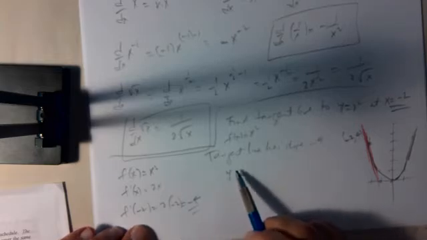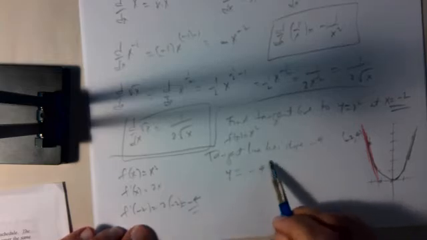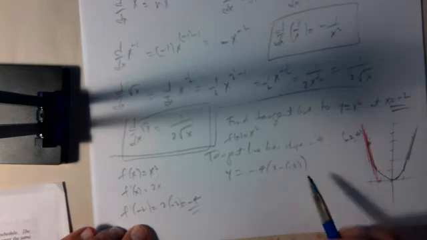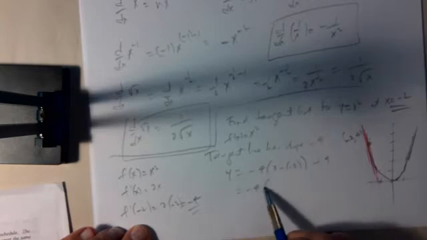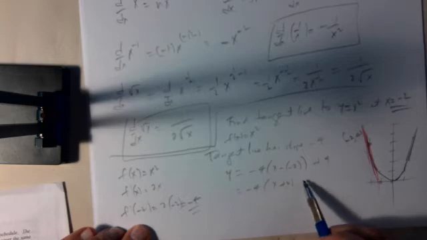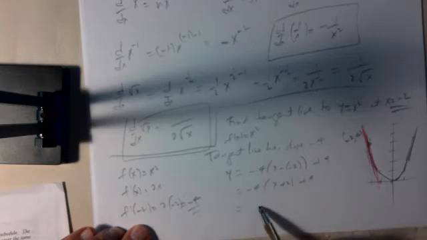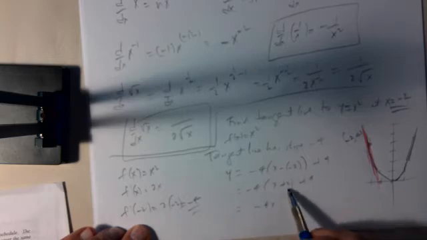The line through the point minus 2, 4 with slope minus 4 is given by y equals minus 4 times x minus minus 2, plus 4. That's minus 4 times x plus 2, plus 4. That's minus 4x minus 8 plus 4. So we're using the point slope formula to find the equation of the tangent line.